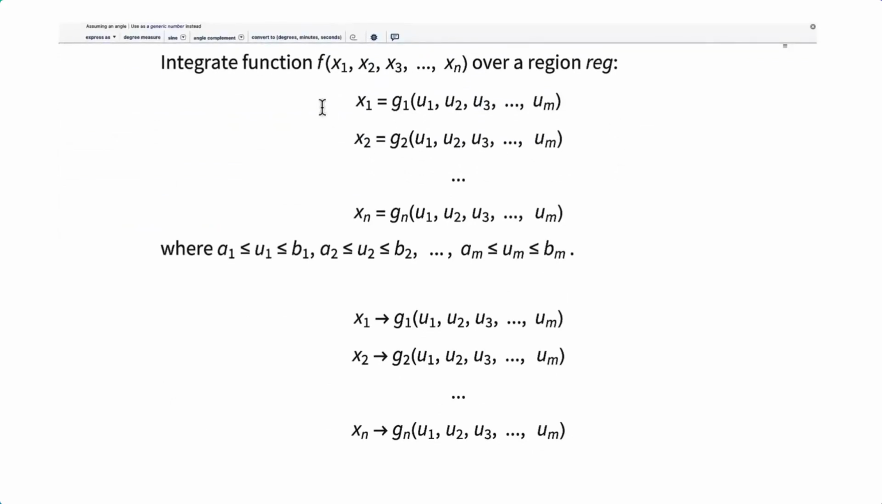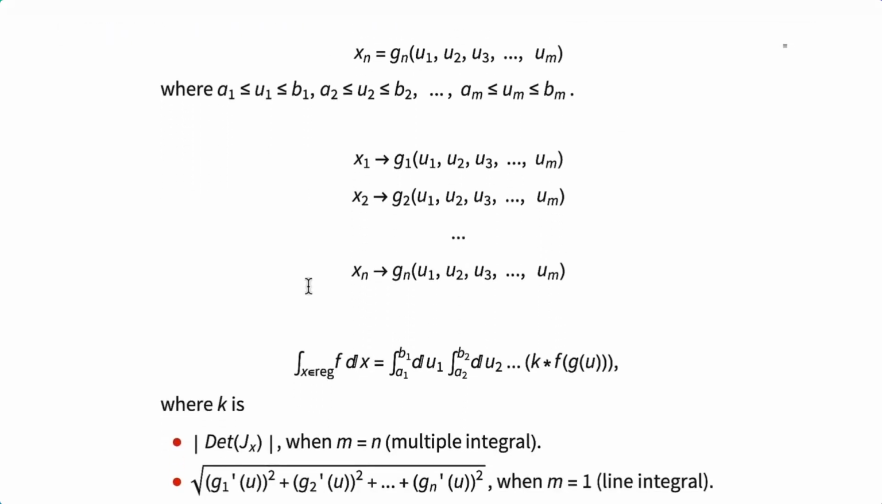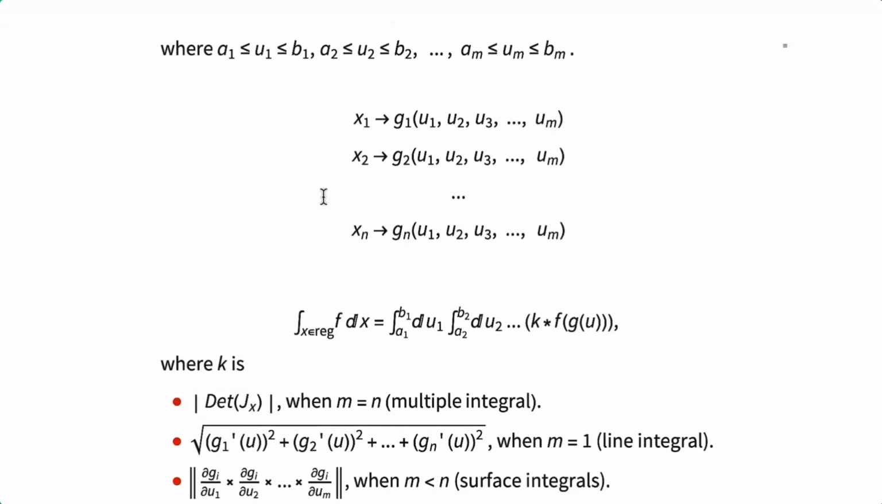Suppose the region reg has the following parametric representation. We substitute variables x by their parametric representations, and we get a new function f whose variables are now u1, u2, um. And so, the original integral over region reg is now equivalent to this integral. As you can see, a certain coefficient k appeared in front of the function. What is it? Well, the value of k is different for different types of integrals.